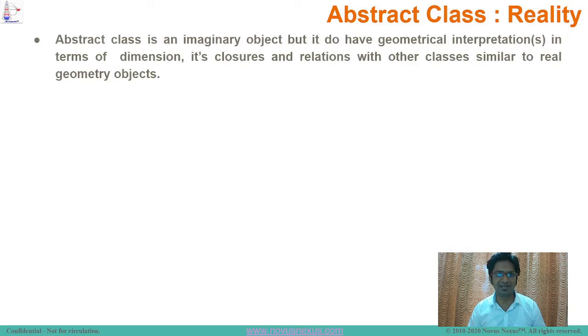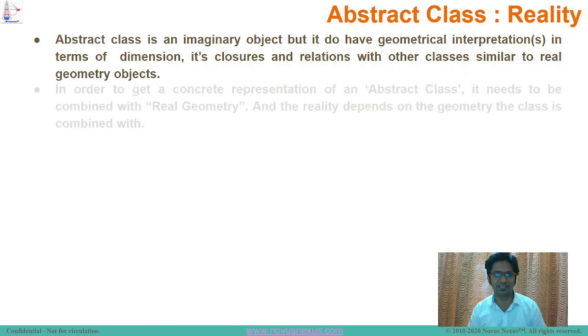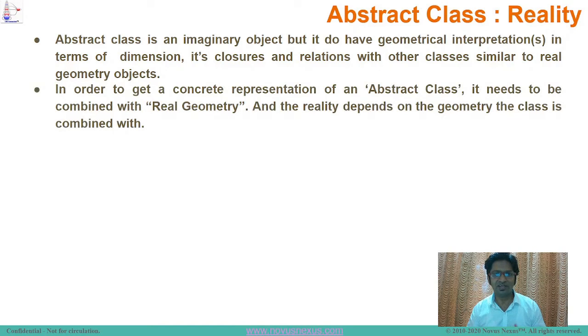So the abstract class is an imaginary object, but it does have a geometrical interpretation in terms of dimension, its closures and relation with other classes, which is similar to real geometry objects. Now, in order to get a concrete representation of an abstract class, it needs to be combined with real geometry.